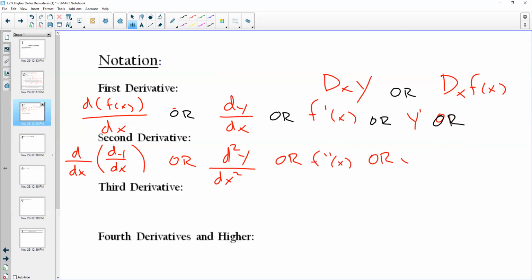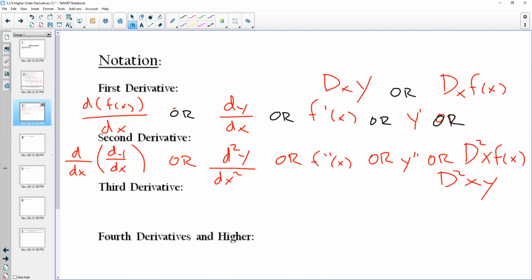Or y double prime as well. Or d2 over dx2 of f of x. Okay, you're not expected to memorize this list by any means. I just want to say that right now. You might just see these in the future, so just be able to recognize that. And then the last one we have is d squared over dx squared of y.